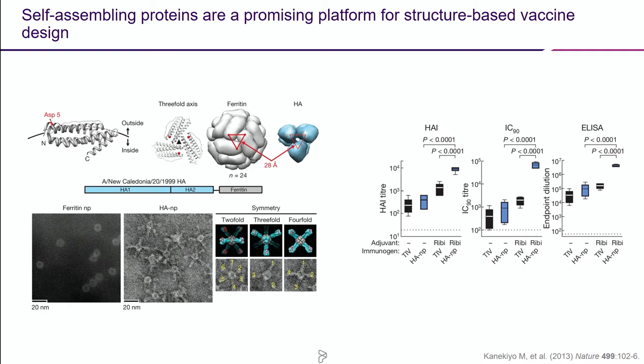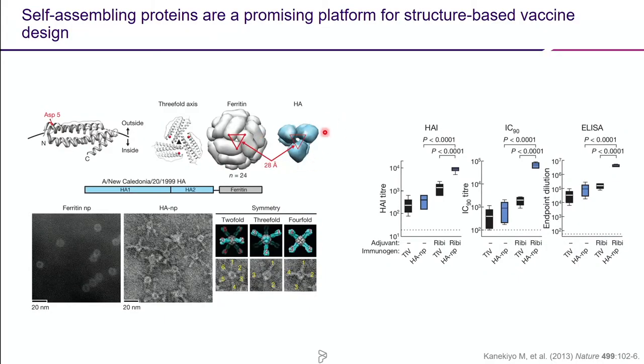So one of the more recent technological developments, and in my opinion a turning point in this field, was this paper from the Vaccine Research Center at the NIH in 2013, where they used non-viral self-assembling proteins to scaffold what I will call a complex antigen. In this case, they were working with influenza hemagglutinin.